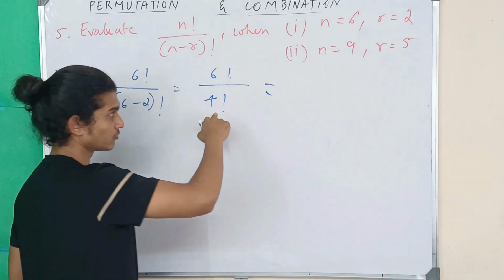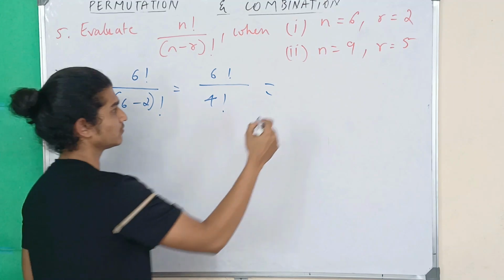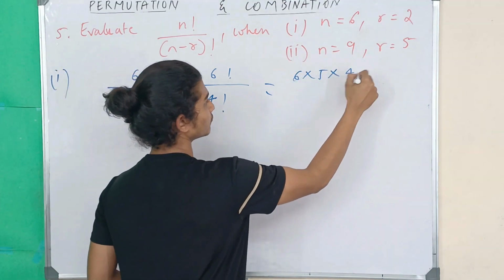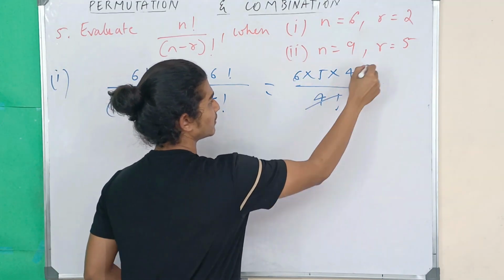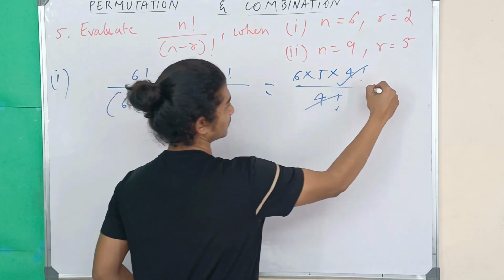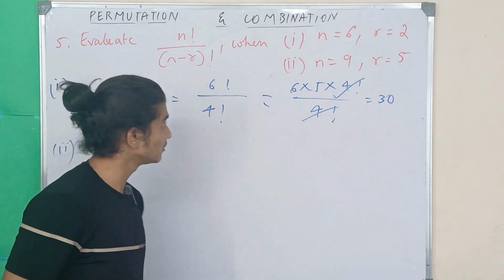Then try to recreate 4 factorial in the numerator so that you can cancel that off. So 6 into 5 into 4 factorial divided by 4 factorial. 4 factorial, 4 factorial cancel. 6 fives are 30.